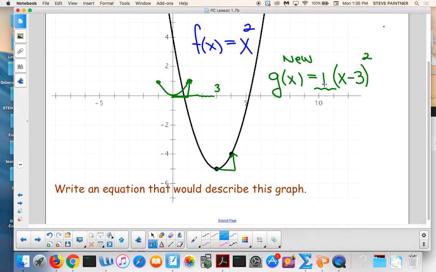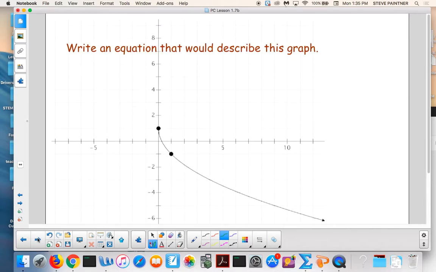What else? Up or down? Move what? Down what? 5. So minus 5. Yeah? Okay. It's not upside down, so we don't have to worry about negatives, right? Okay. That's it. You okay? That was a relatively simple one. Would you try that one?